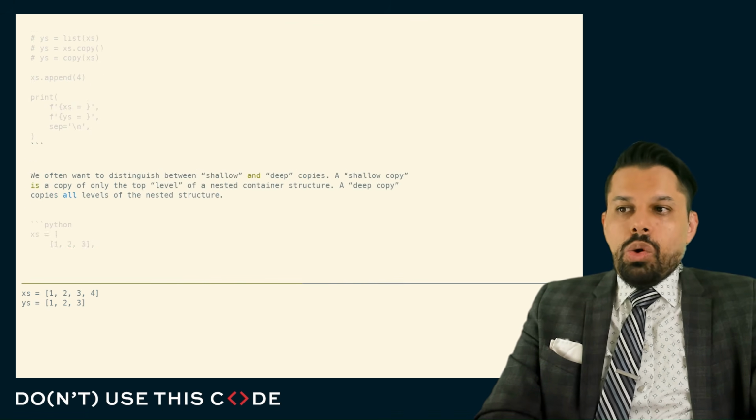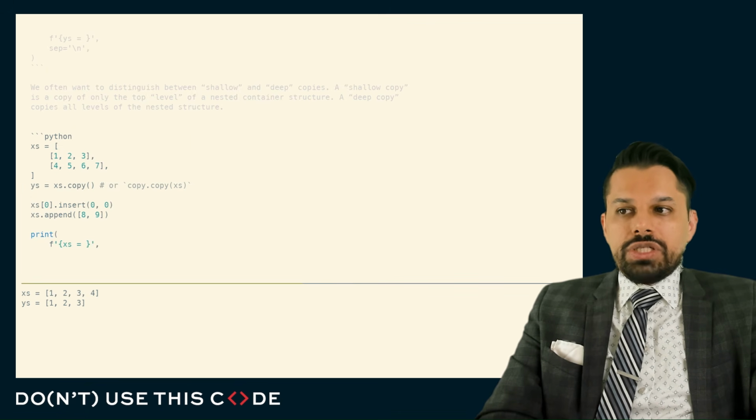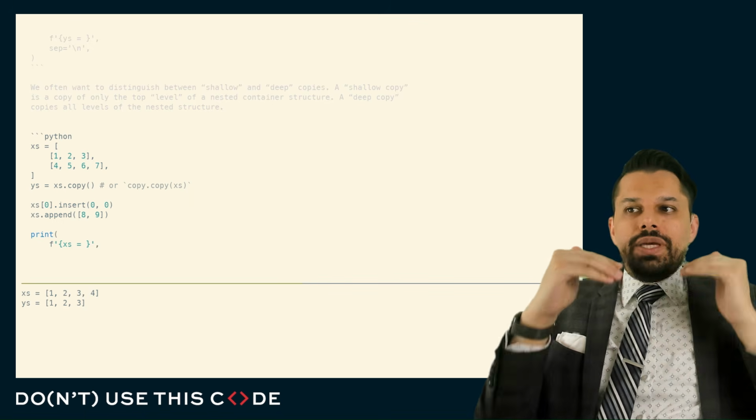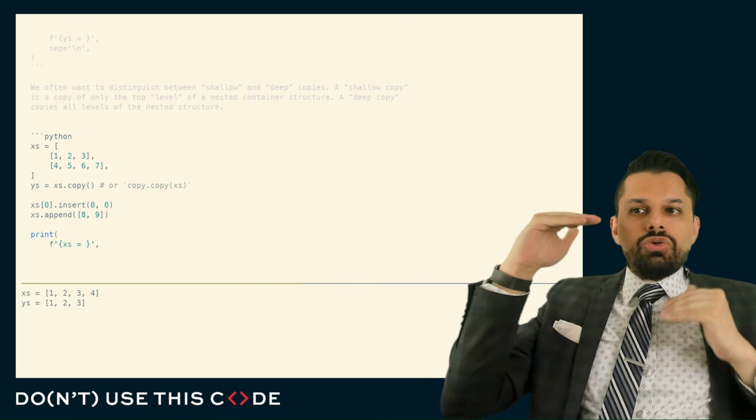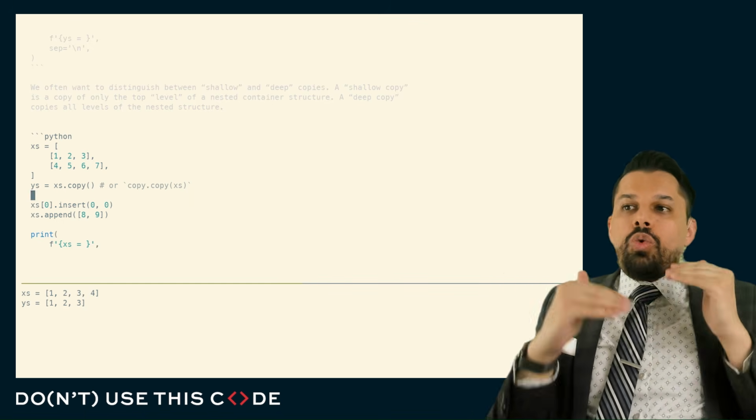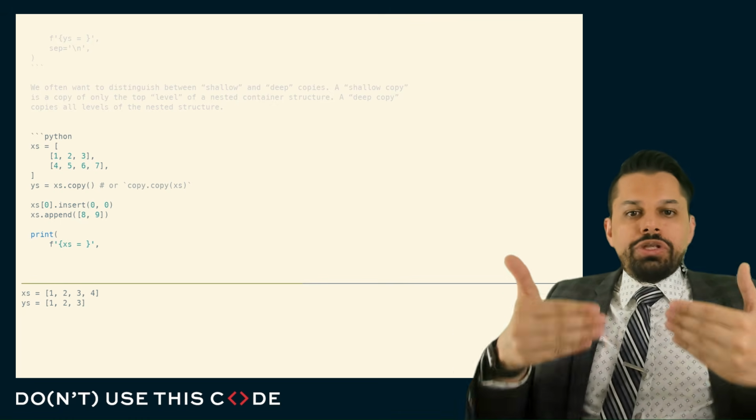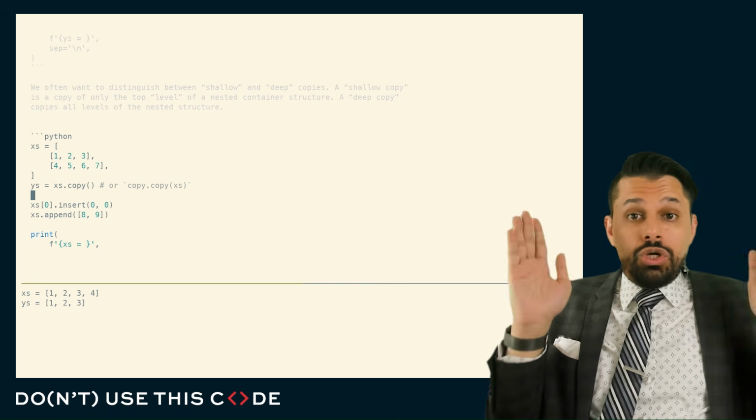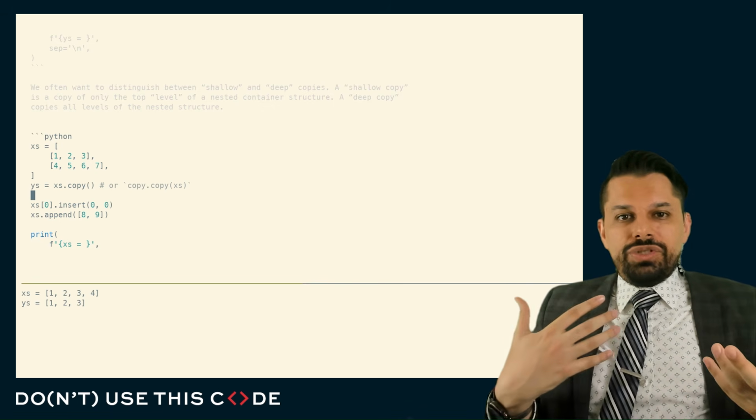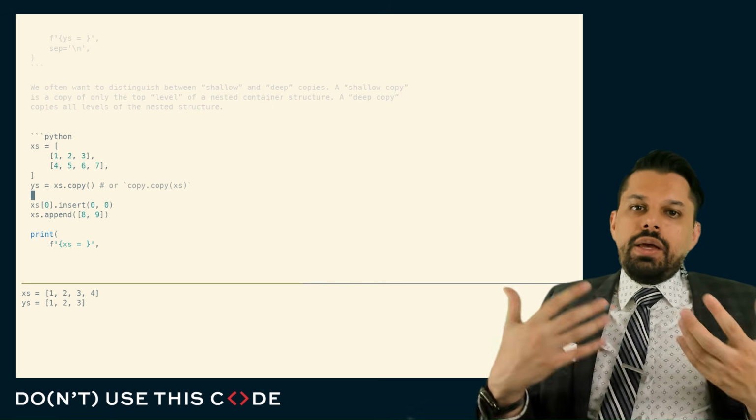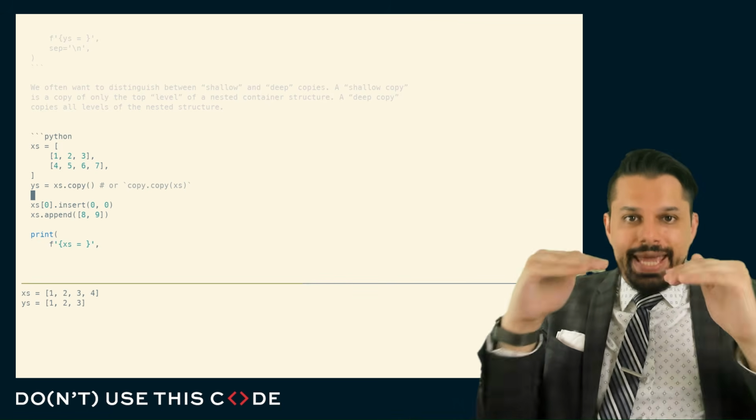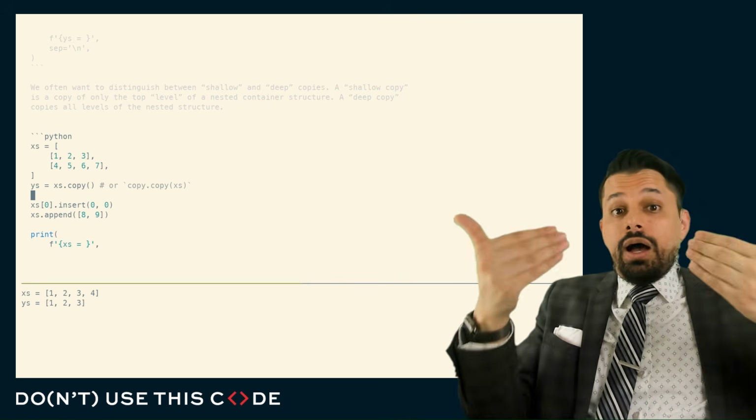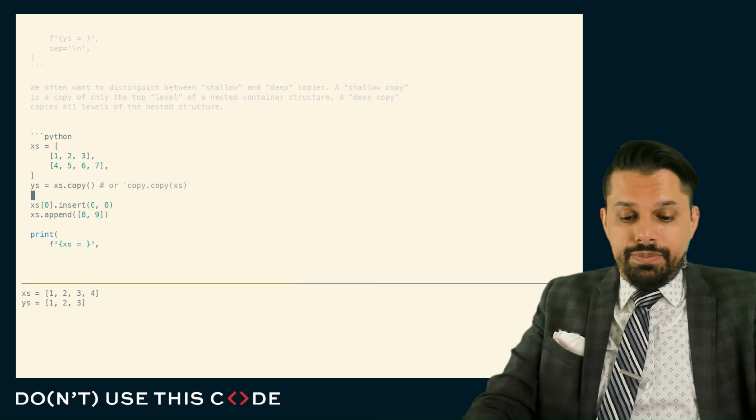Now, when we're making copies, we oftentimes want to distinguish between a shallow copy and a deep copy. A shallow copy means we've only copied the outermost level of some nested container, whereas a deep copy means we've copied all the levels of a container. Of course, if that container is not nested at all, if it's only one level deep, there won't be a meaningful difference between a shallow and a deep copy. It's only the case if it's a container that contains other mutable things, like other containers or mutable objects.